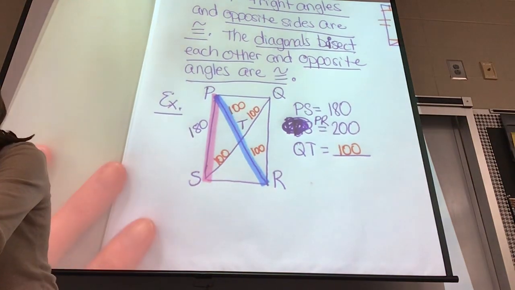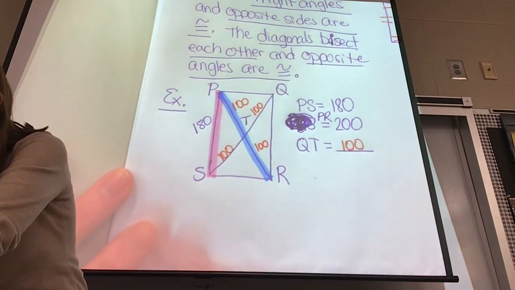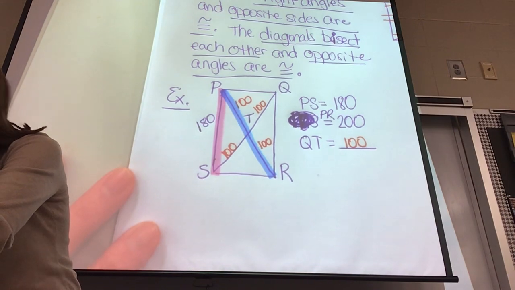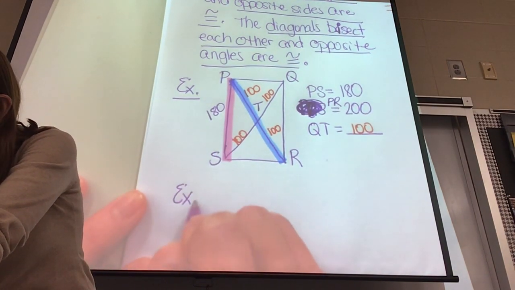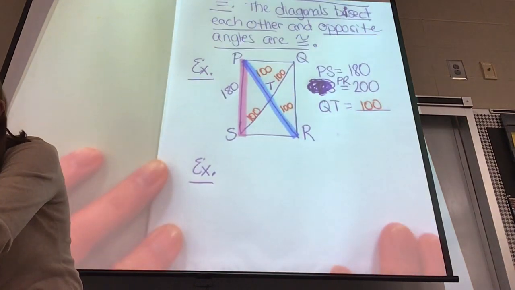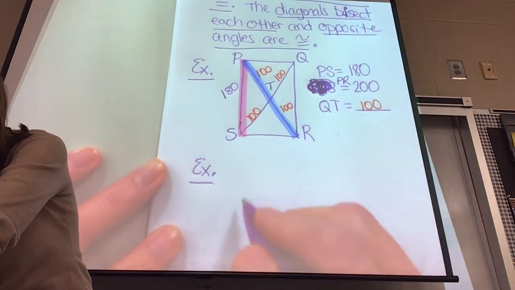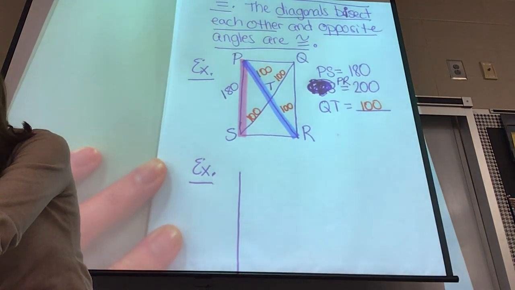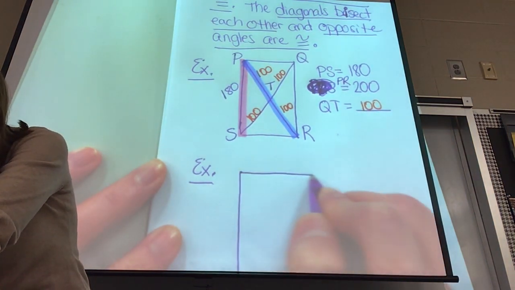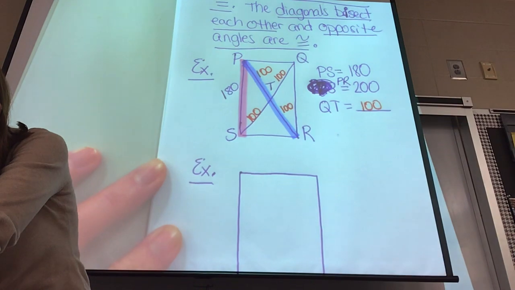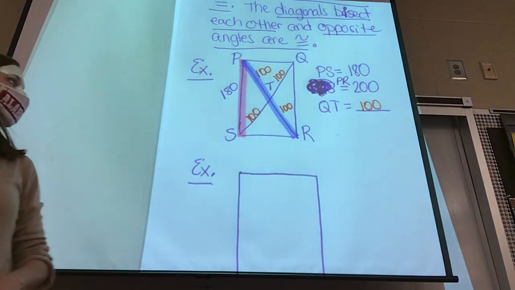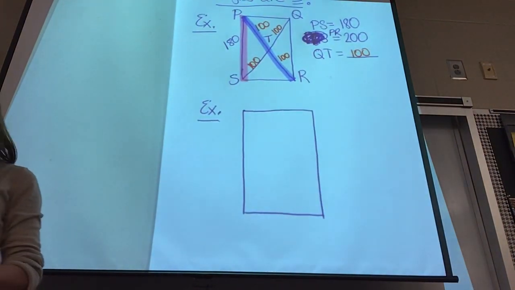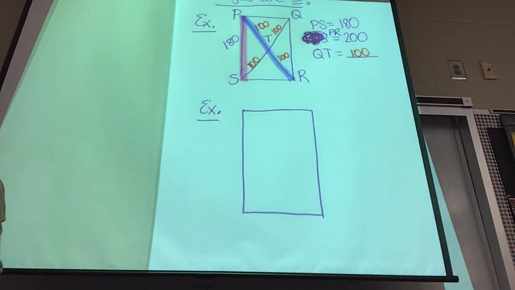Okay, let's look at one where we deal with angles. We dealt with sides and diagonals on that one, so let's try one with angles. I'm going to use the same kind of rectangle, so I'm going to make it stand up again. I've got another rectangle. Go ahead and draw your diagonals again, because we're going to need them.